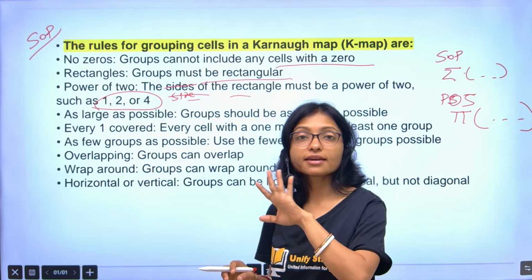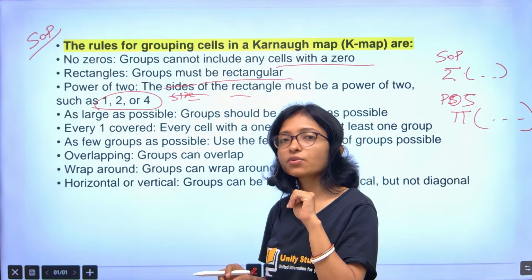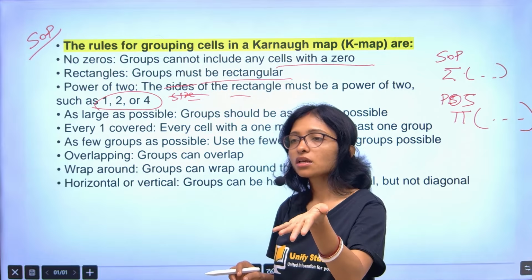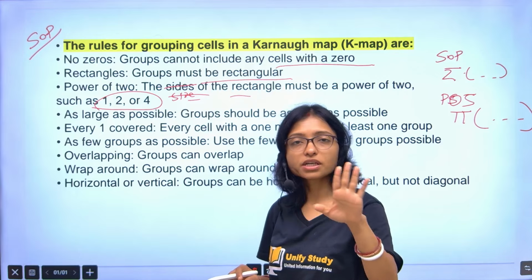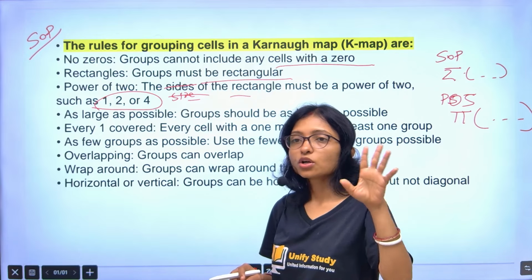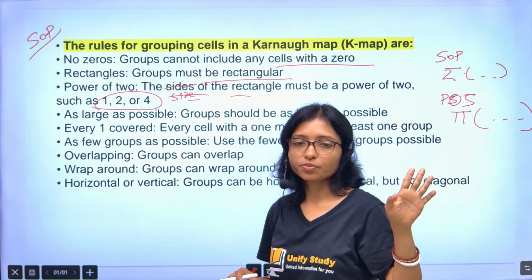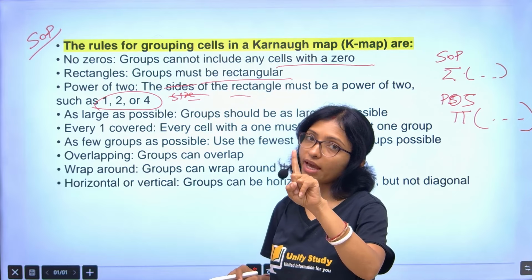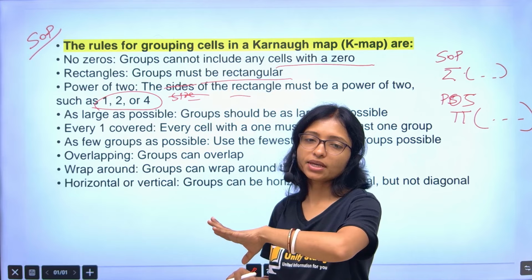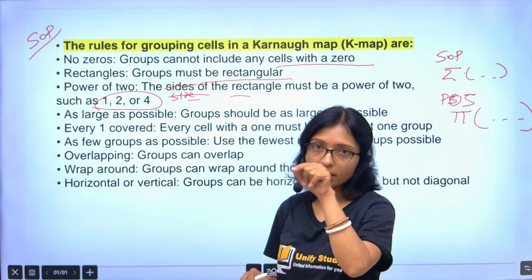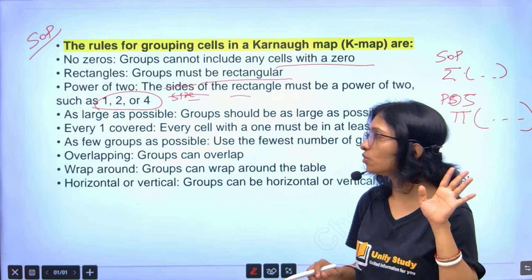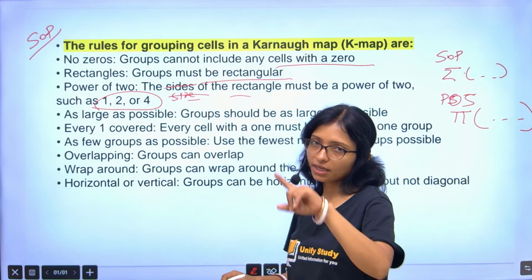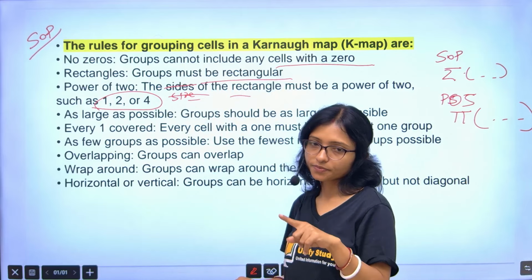It is not like any even number. Sometimes you make the mistake of grouping six 1s. No, six 1s you cannot group. Twelve 1s also you cannot group. It should be a power of 2. Even a single 1 you can mark, if it is not coming in any group. So 1, 2, 4, 8, 16, 32, these numbers we can make a group, otherwise not.